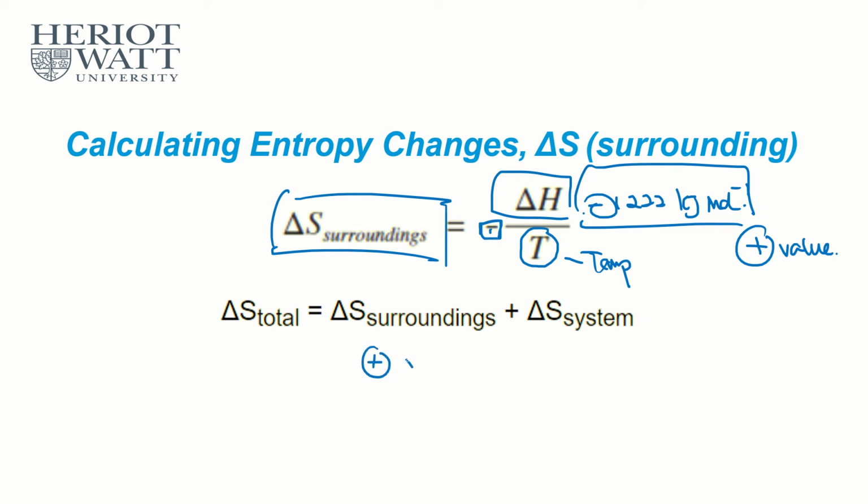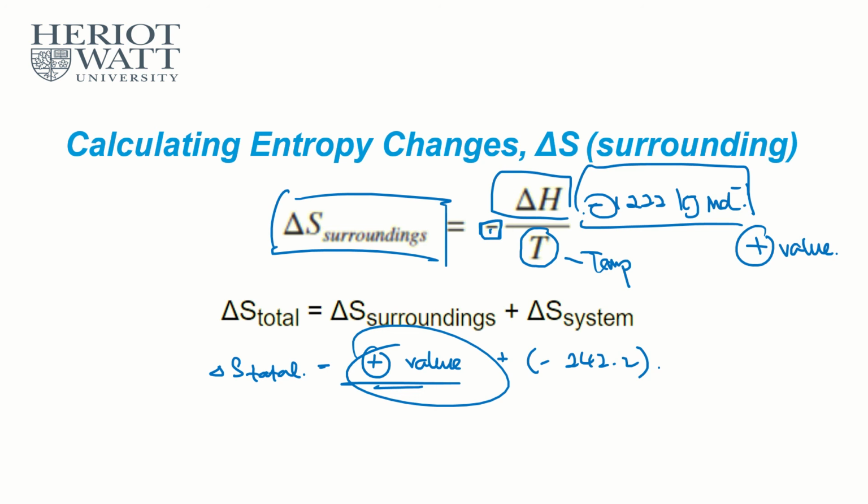So here is a positive value for the surroundings, and then we have the entropy of the system, which we calculated just now as a negative value, 242.2. Then we get the total entropy change. Now it depends on whether the positive value here is big enough. If it's bigger than 242.2, then we will get a positive total entropy change. If the positive value of the surroundings is smaller than 242, this will give us a negative overall. So the total entropy will be a negative value, which indicates the reaction is not feasible, or non-spontaneous.